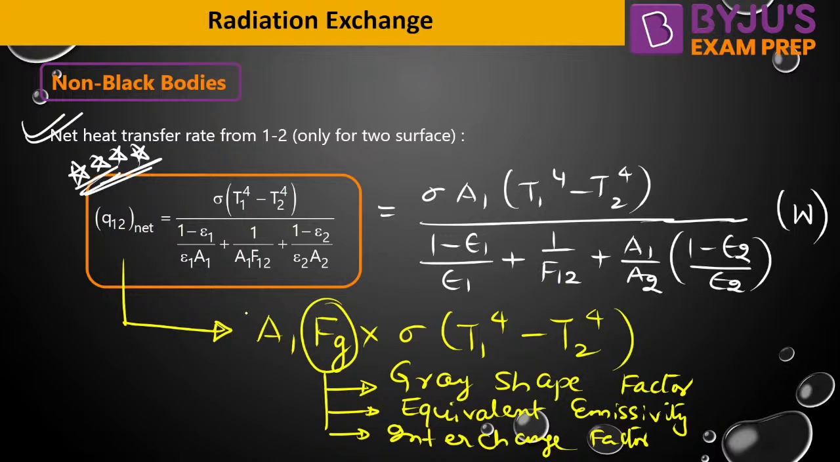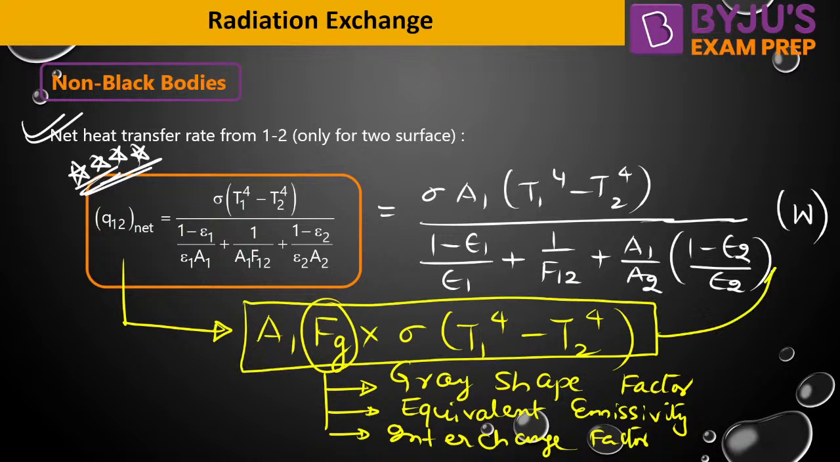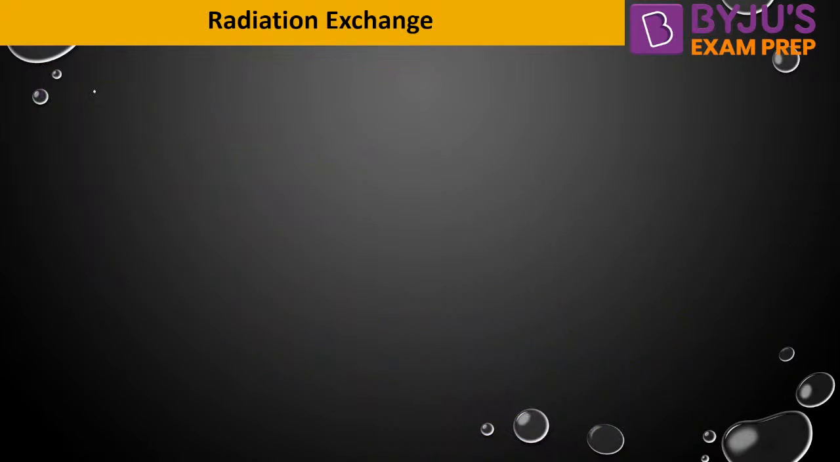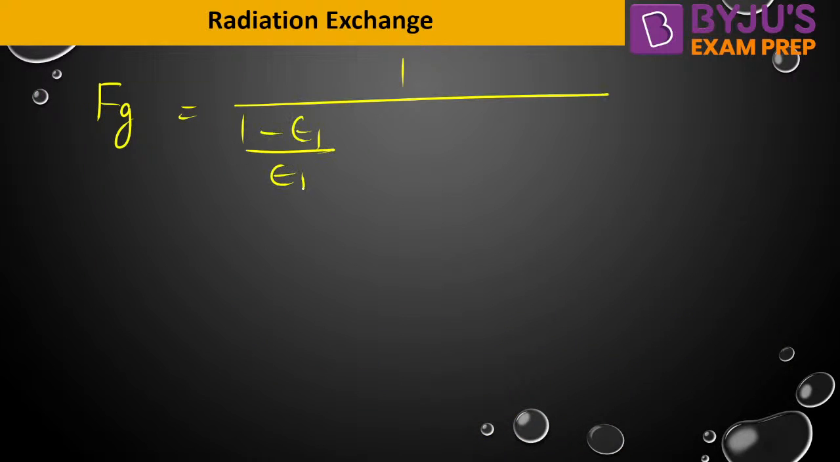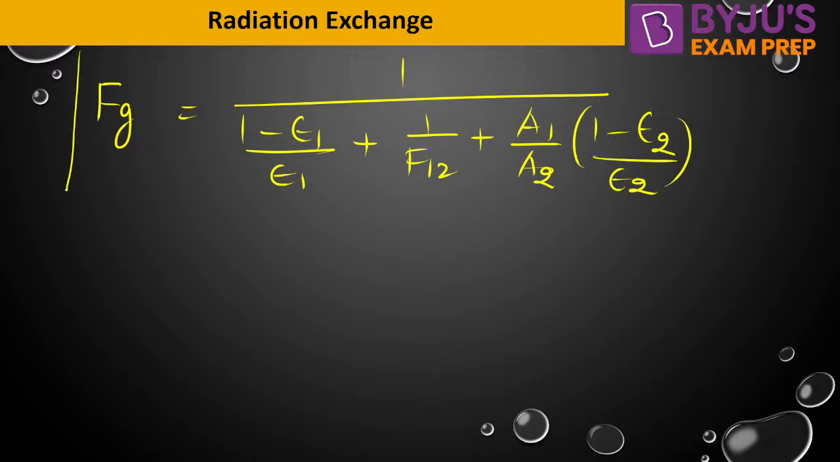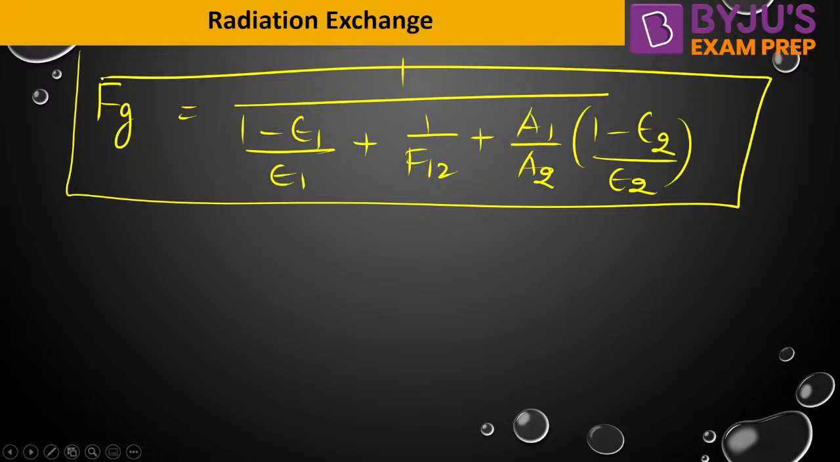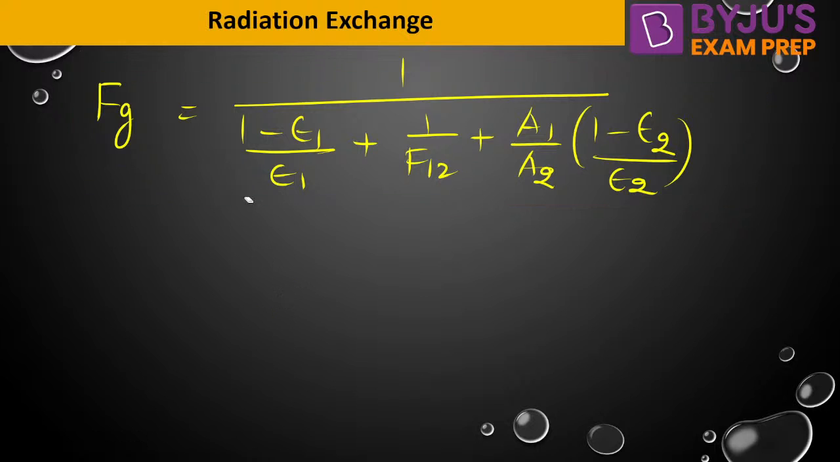So if we compare this general expression with the expression we have developed, then the expression for the gray shape factor can be written as 1 upon (1 minus epsilon 1) upon epsilon 1 plus 1 upon F122 plus A1 by A2 into (1 minus epsilon 2) upon epsilon 2. Is this clear to everyone? That is called the gray shape factor or equivalent emissivity.